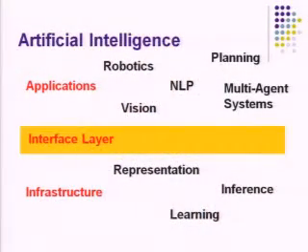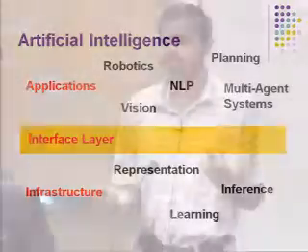So what is the interface layer for AI? Applications, as we know, are many: robotics, vision, NLP, planning, multi-agent systems, and many more. And infrastructure is essentially representation: how do you do the learning and inference algorithms? And what is the interface layer that we are looking for in the case of AI?